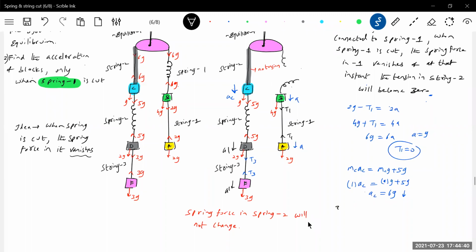I will write the equation now. 3g minus T3 equal to 3a dash. 2g plus T3 equal to 2a dash. You add up, this 5g equals 5a dash. A dash equal to g. If a dash equal to g, substitute here. So how much T3 will come?